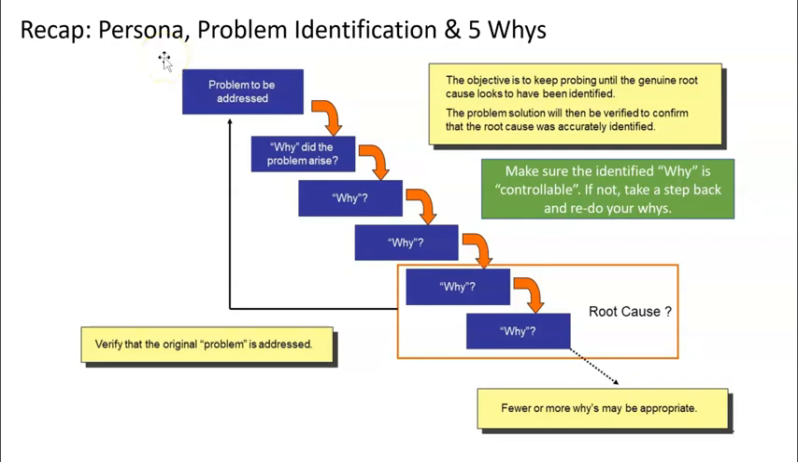So our objective here is to keep on probing until the genuine root cause have been identified. The problem solution will then be verified to confirm that the root cause was accurately identified. So you have to identify the problem. Why did the problem arise? Ask again why, until you get into the root cause. So make sure that the identified why is controllable. So if not, take a step back and redo your whys.